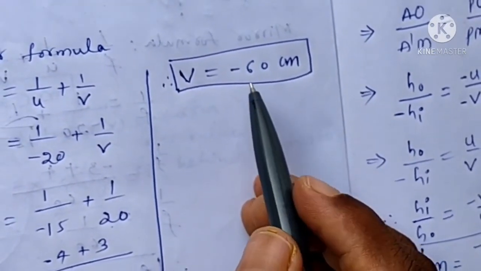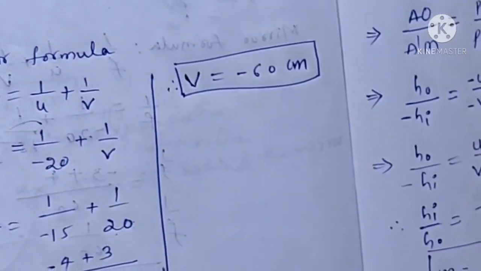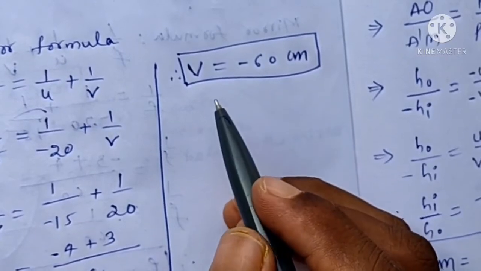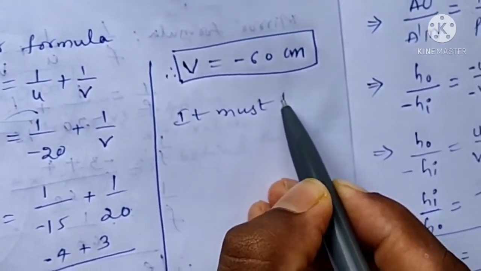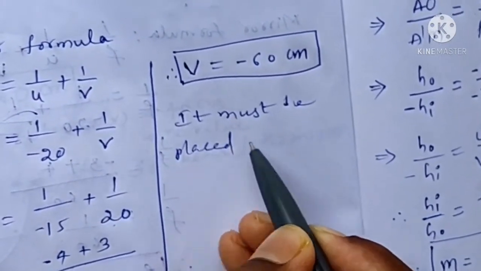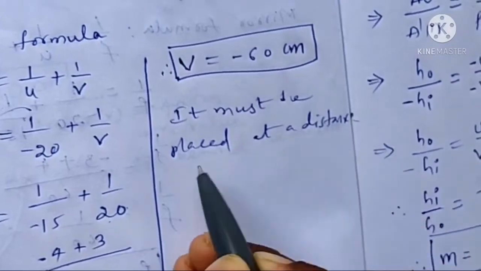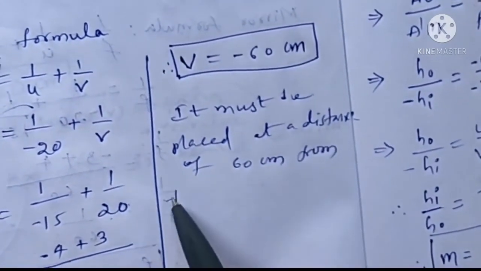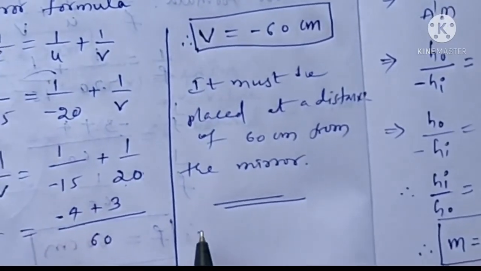Okay, so there is a minus sign here, right? At what distance should the screen be placed? It must be placed at a distance of 60 centimeters from the mirror. That's it.